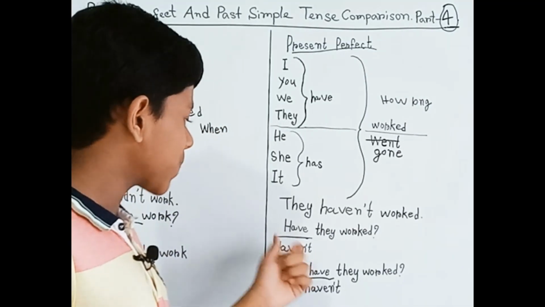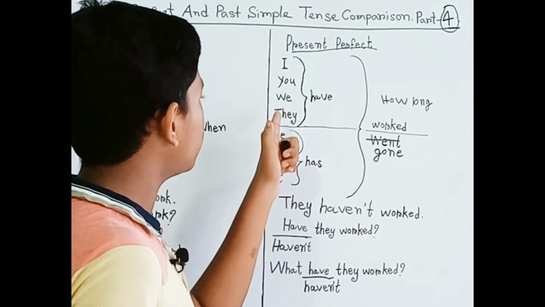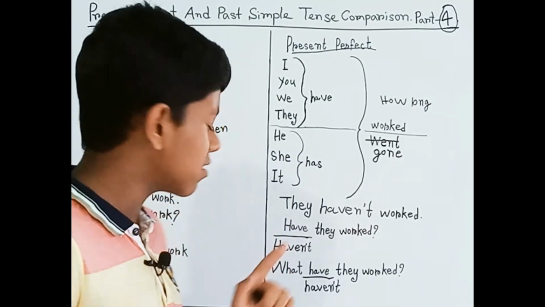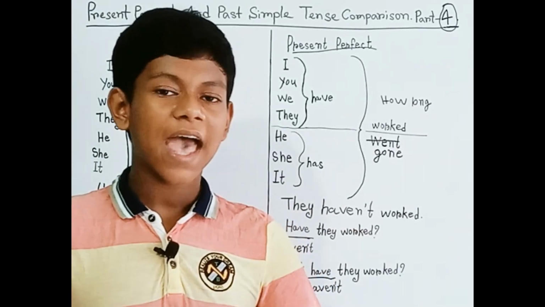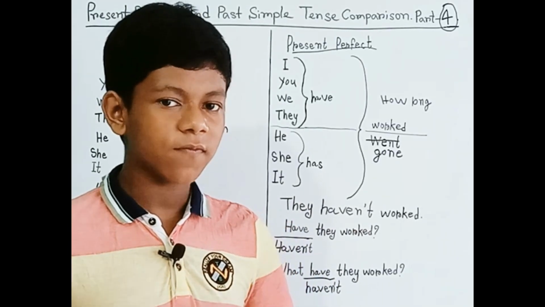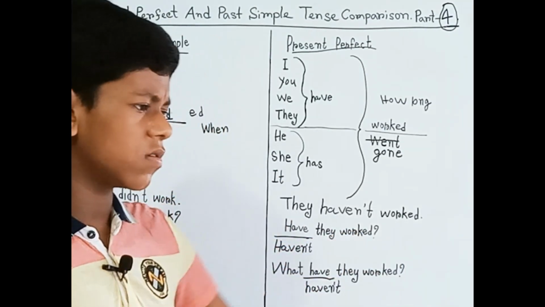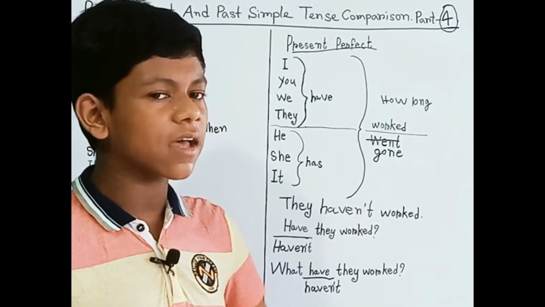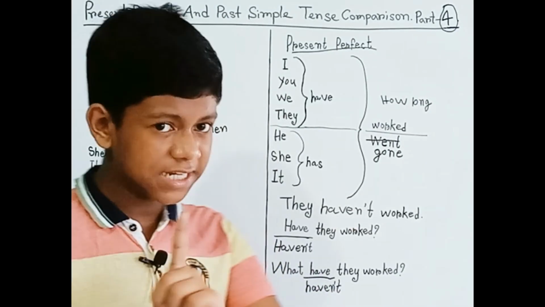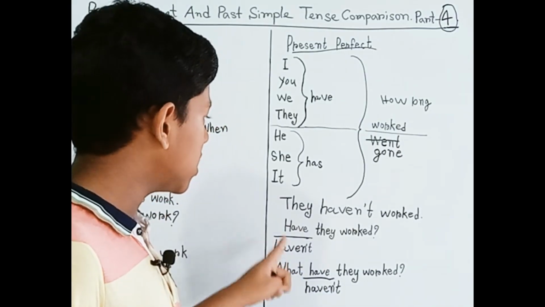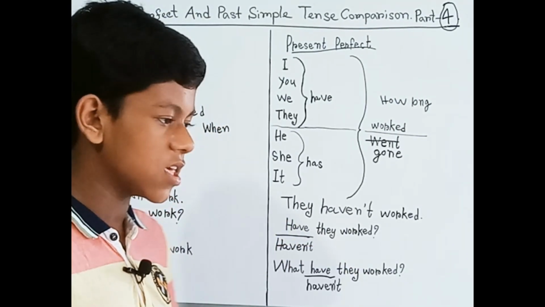So let's check. Haven't, what? Haven't, we know have is always with I, you, we, they. So say with me like this. Haven't I worked? Haven't you worked? Haven't they worked? Haven't we worked in the cafeteria? Like this. But it will change during the what? Has. Hasn't he worked in the kitchen?